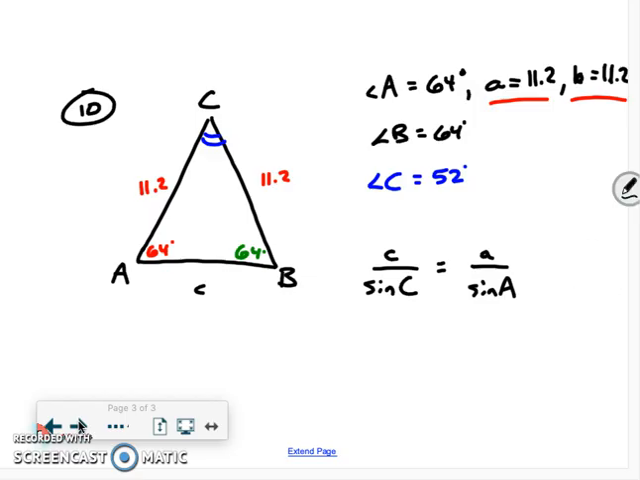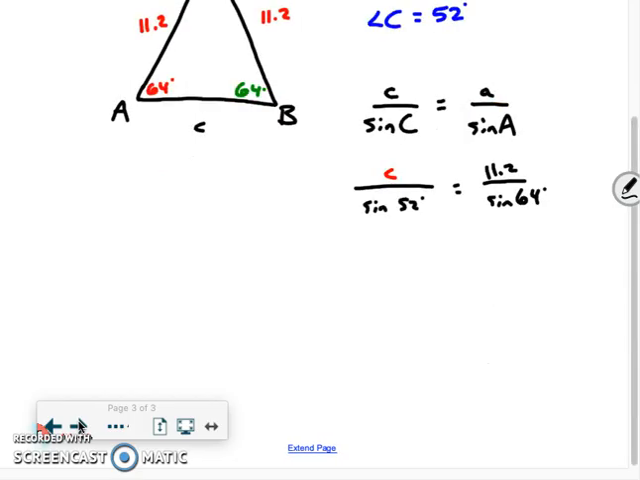And now when we plug in, C is my variable. That's what we're searching for. Over the sine of angle C, which we said was 52 degrees, that's got to be equal to side A, which is 11.2, over the sine of angle A, which was given as 64 degrees. Okay? So far, so good?